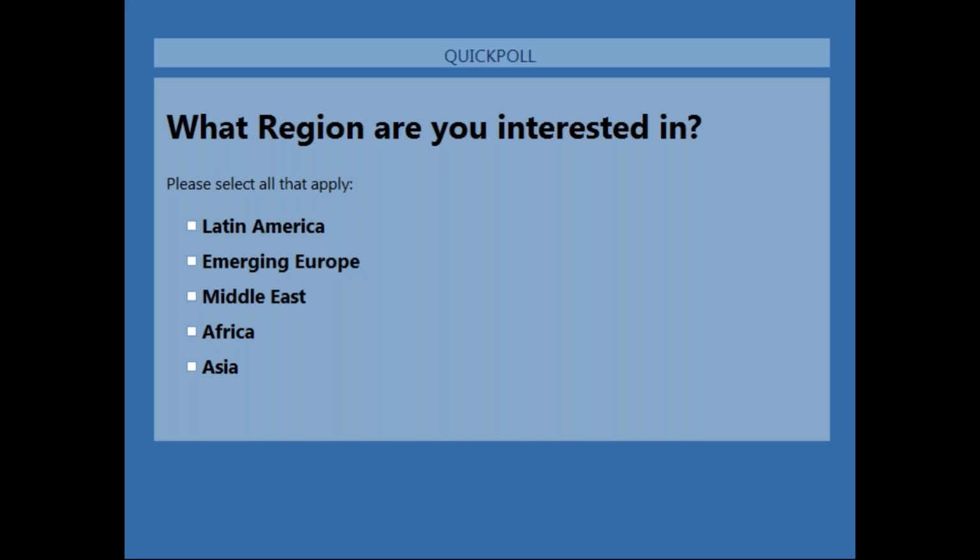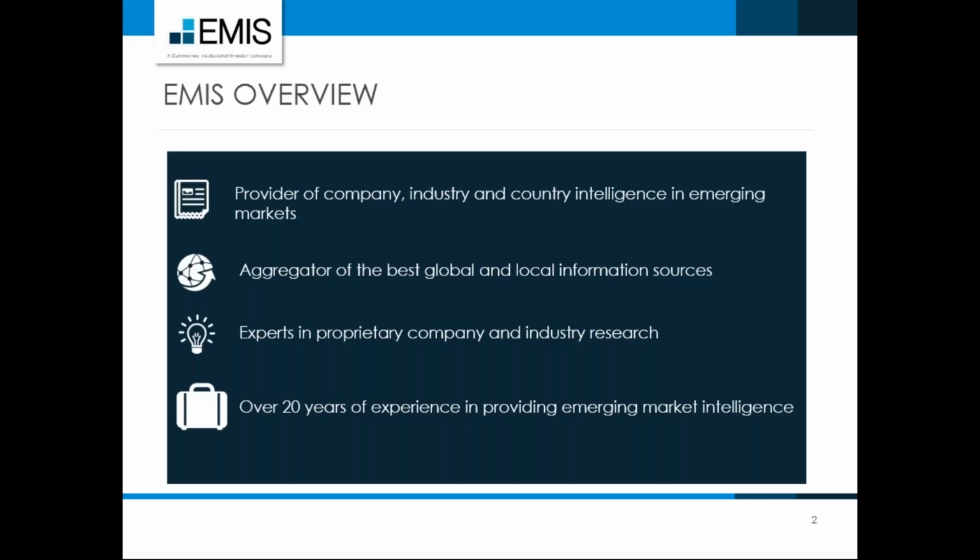So I'm going to start today's presentation with a short overview of EMIS, who we are, and what we specialise in. So EMIS, we are specialists in company, industry, and country intelligence with a focus on emerging markets. We're an aggregator, and we collect the very best in global and locally sourced information in approximately 125 countries globally. We are also experts in proprietary company and industry research and produce our own EMIS insights with a selection of company and industry reports. And we have been going for over 20 years, so we have over 20 years of experience working closely with emerging markets.